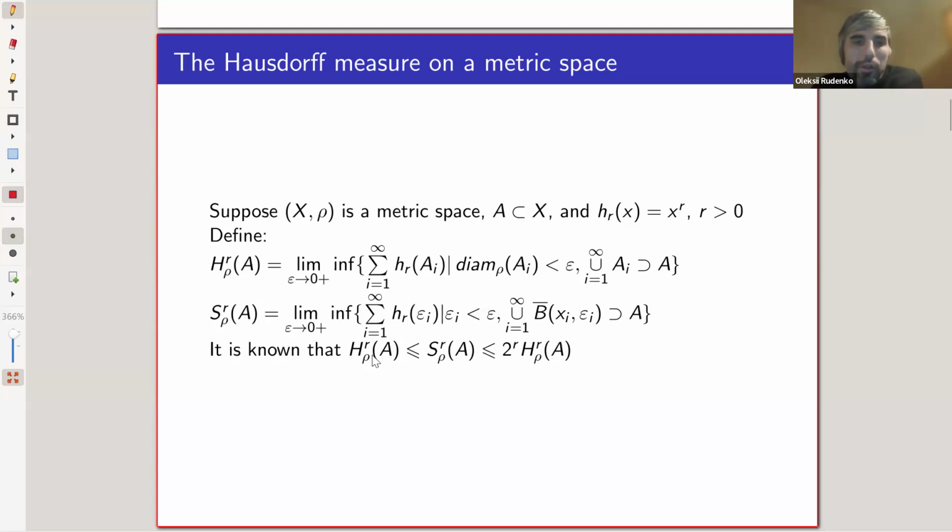Also it is well known, or it is proved in the book of Federer, but it is kind of trivial, because we can cover a set of diameter epsilon by a ball of radius epsilon. It is a trivial estimate, but nevertheless we know that it is equivalent. So if this is finite, then the spherical is finite, and vice versa. So in the future I can work with just spherical for my purposes.